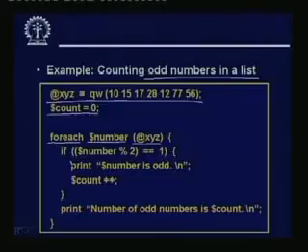Using the modulus operator, I am checking if it is odd or not. If modulus 2 equal to 1, it means the number is odd. So I am printing "number is odd", $number is odd, printing the actual number: 15, 17, 77. 3 such numbers are there, and I am also incrementing the value of the count.